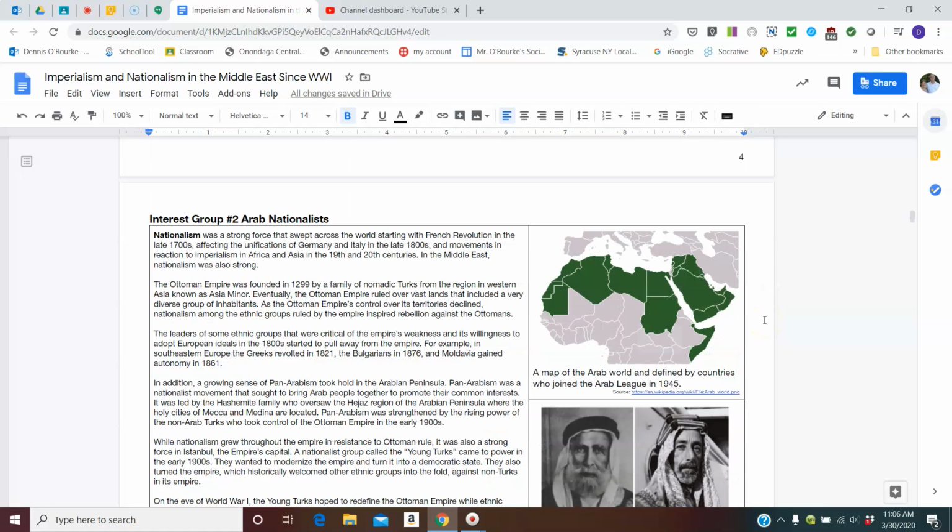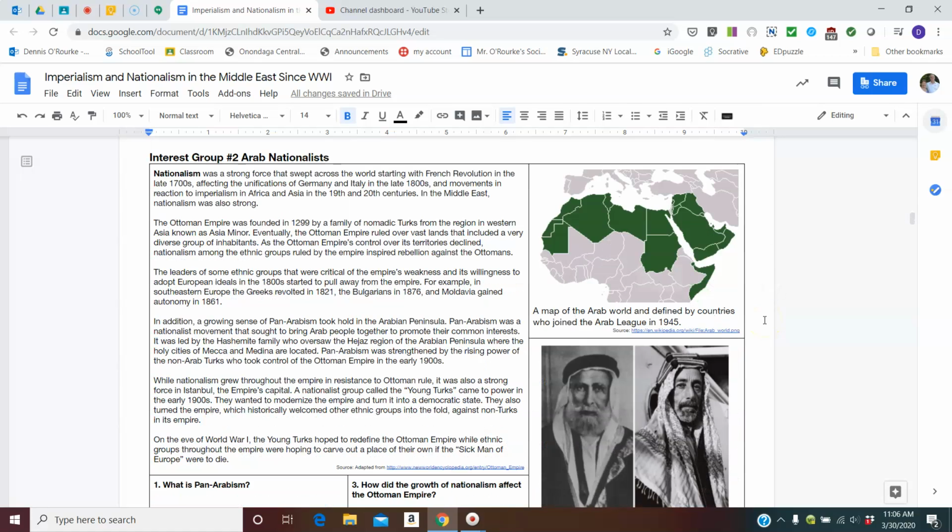The next group are the Arab nationalists, and nationalism, as I have said numerous times, is the biggest issue of this course, really. If you understand nationalism, you can pretty much tie nationalism into almost any series of events going on. Think about that going forward with enduring issue essays. Okay, and so there's a couple of maps here.